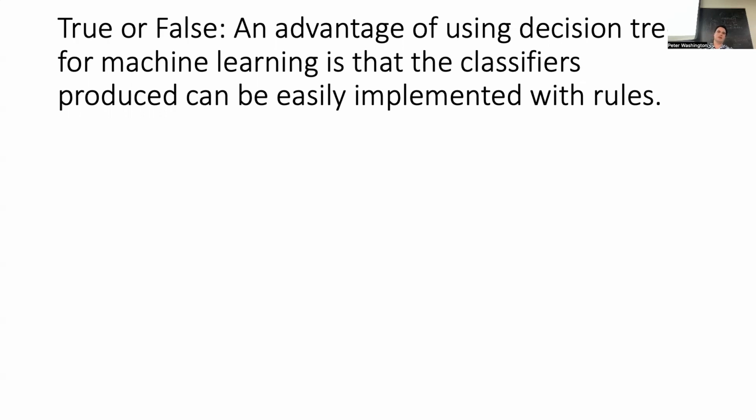Okay, true or false, an advantage of using decision trees for machine learning is that the classifiers produced can be easily implemented with rules. Who thinks true? Who thinks false? Okay, so yeah, by the definition of a decision tree, it's rules that you follow to go down the tree. So true.